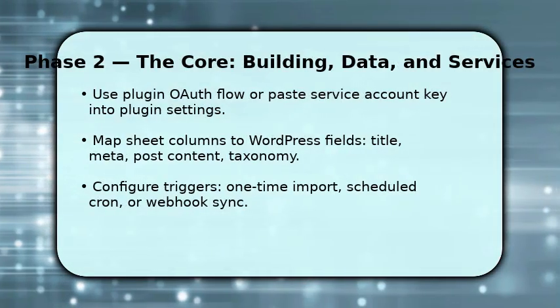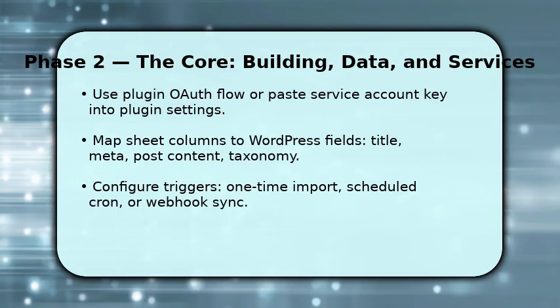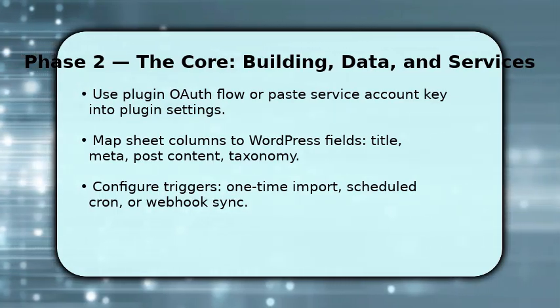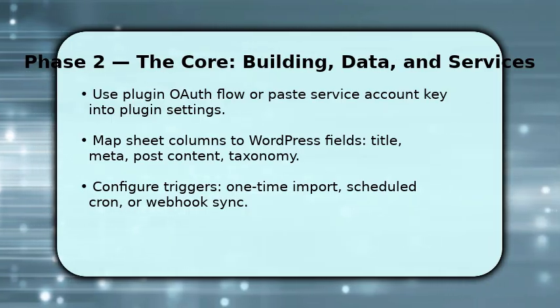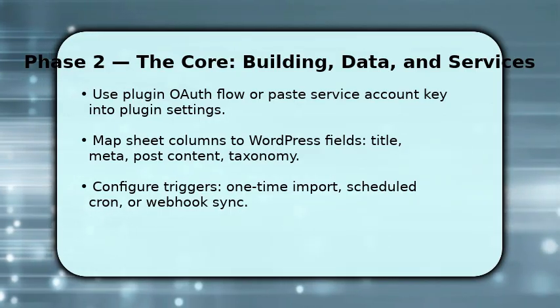Now you authorize WordPress to access the sheet via the plugin's OAuth flow or by entering the service account key into settings. This is how WordPress gains permission. Once authorized, map Google Sheet columns to WordPress fields: title, content, custom fields, and taxonomies, because correct mapping prevents data errors.